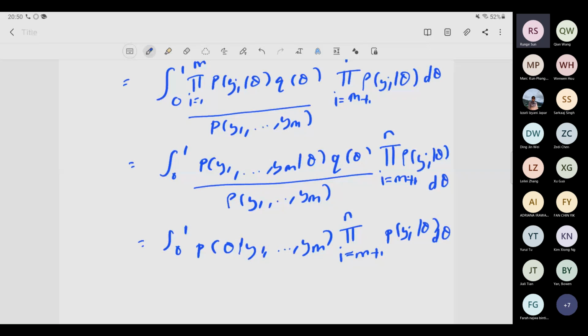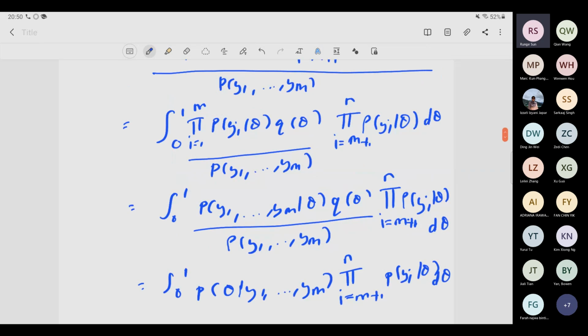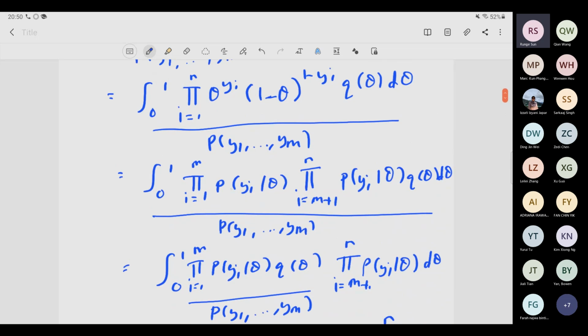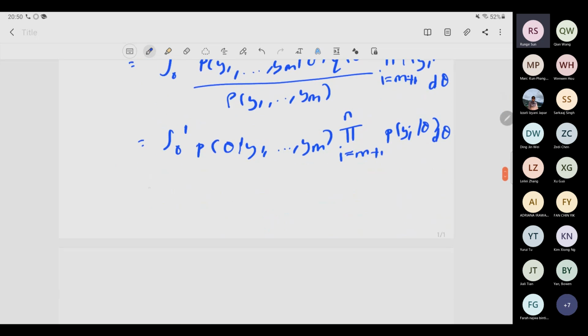Okay, and here, why I use this one, because it's too long to write. So this p of yi given theta is actually that function. Because it's just too long to write, I just use p of yi given theta. Actually you can use theta also, but I just use p of yi given theta.